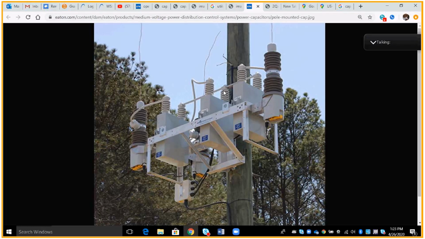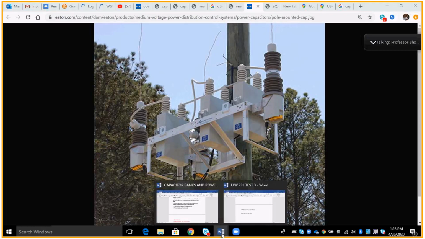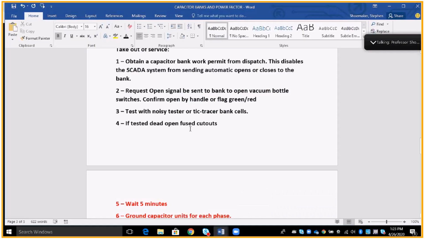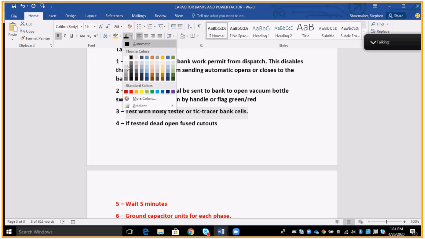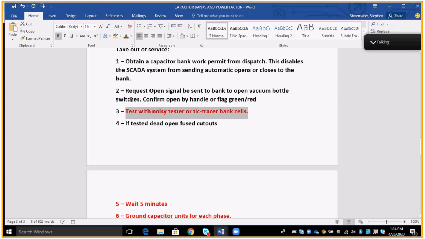Before anything needs to be done, we'll get back to our steps. We'll go back to step 2: request an open signal be sent to the bank to open the vacuum bottle switches. Confirm open by handle or flag, green or red. Test with a noisy tester or tick tracer each one of the bank cells. From the previous video on solid underground, you know what a noisy tester is. Tick tracer is the same thing, just another name for it.